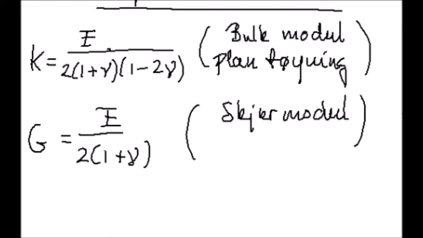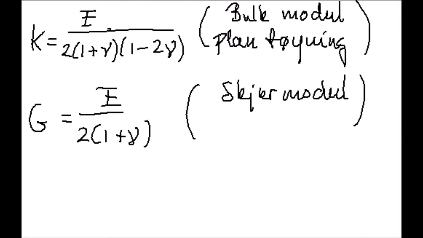If the material we are considering is, for example, a plate, then we use plane stress instead. Then we have the same expression for the shear modulus G, but the bulk modulus is a little bit different.